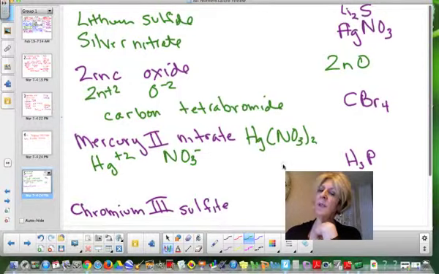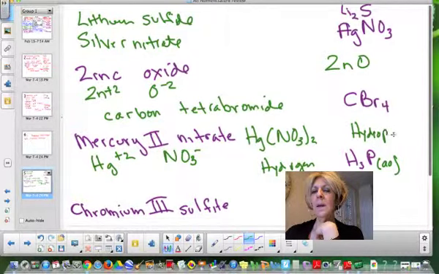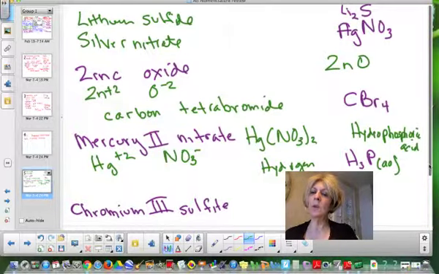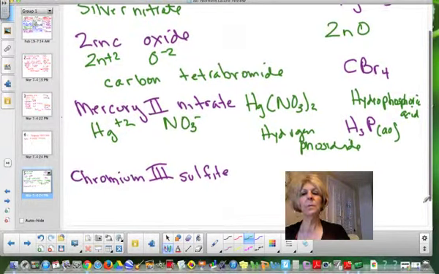H3P, okay, so technically speaking, I would call this hydrogen phosphide, all right? But if I put an AQ here, then that would be hydrophosphoric acid, okay? Because that AQ means it's in water, and then I know when it's in water, it's going to give off an H+.